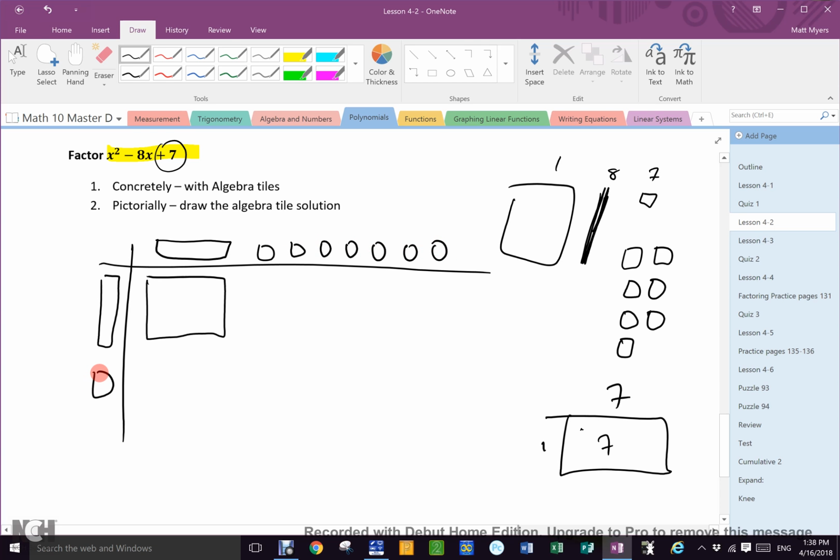Do I have any negatives yet? So something's got to be negative. Where? I can't make either the x's negative, or I'll get a negative x squared here, won't I? If I make this guy negative, yeah, I've got to make all of these guys negative.